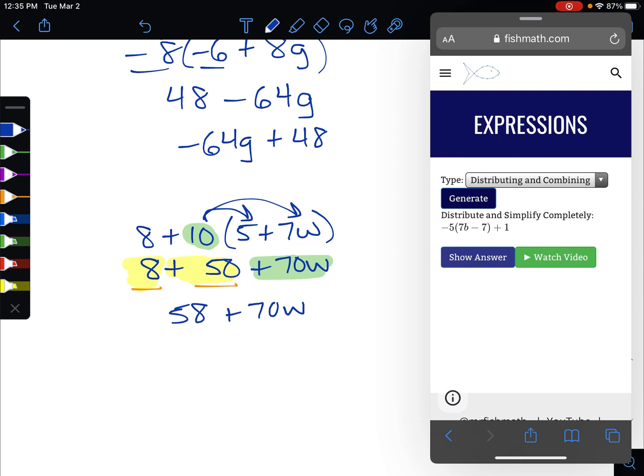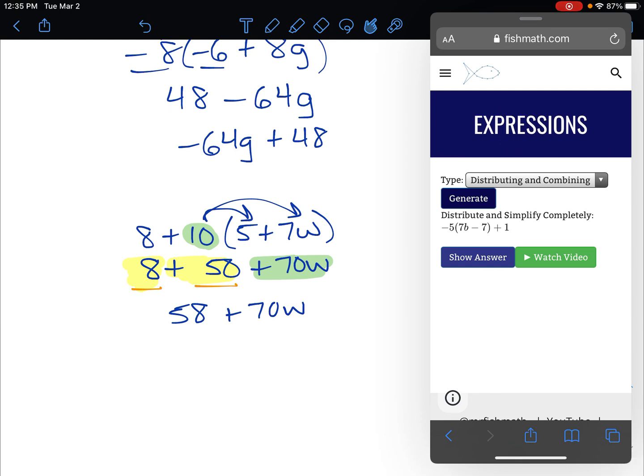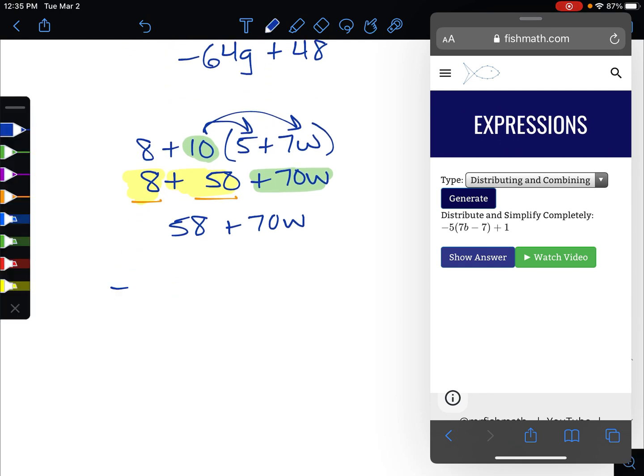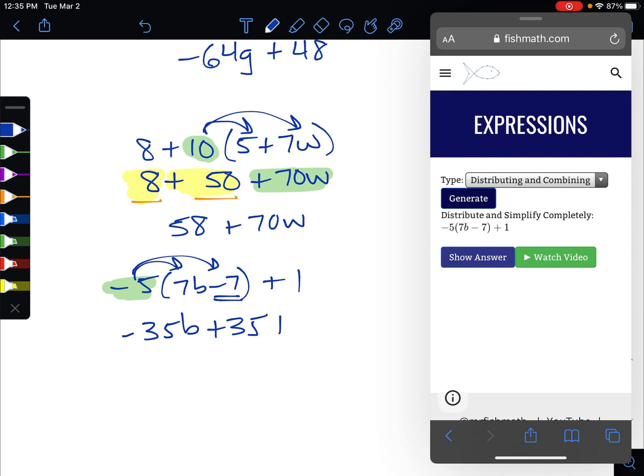So it could get a little more complicated. That one's not that bad. Let's do one more like that. So that would be -5 times 7b minus 7, all, then a +1 at the end. So again, we do multiplication first. The negative 5 gets multiplied in. That would be negative 35b. And then a negative 5 times a negative 7 is a plus 35. And then the plus 1 we bring down. Then we combine like terms, and we get negative 35b plus 36.